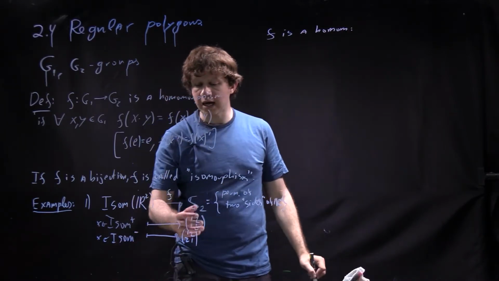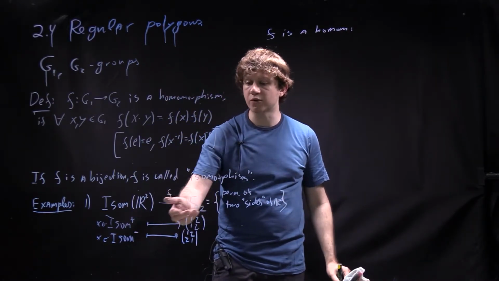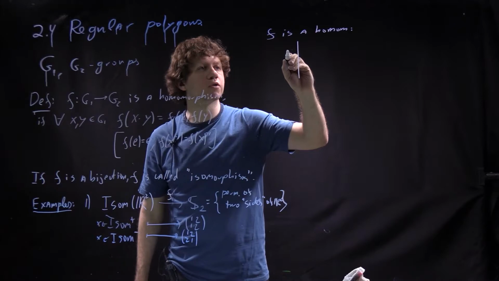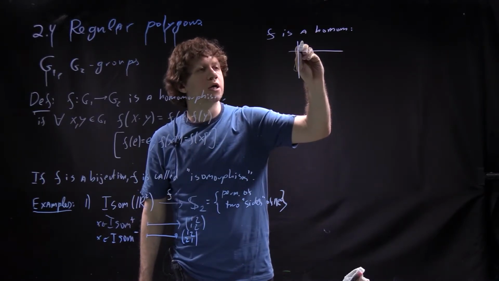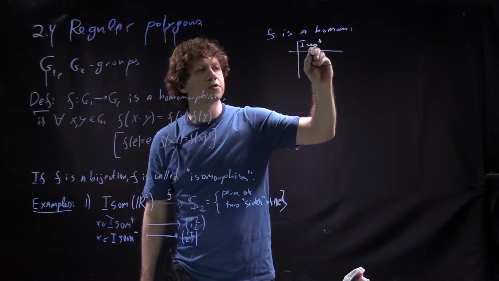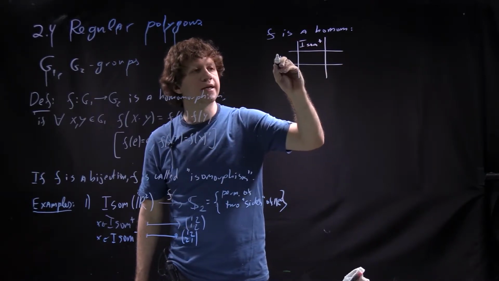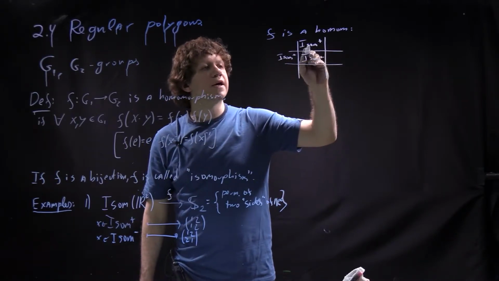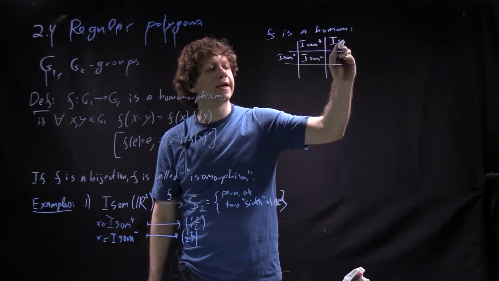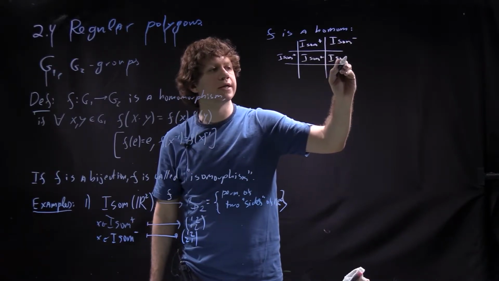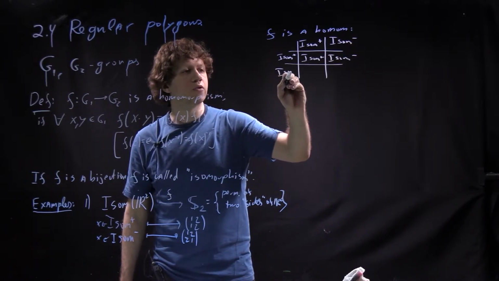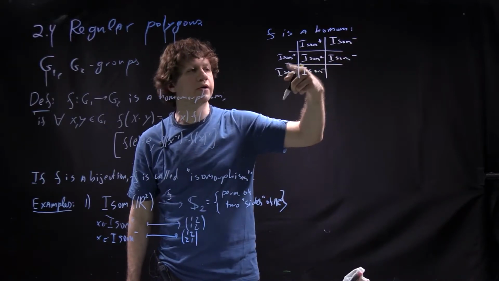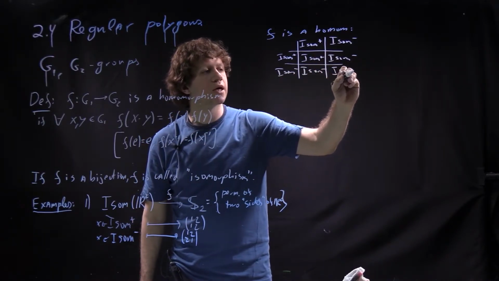The reason is that to check that, I need to show that the following multiplication table holds. If I take any element in Isom plus and compose it with any element in Isom plus, I will get an element in Isom plus. If I take any element in Isom plus and compose it with any element in Isom minus, I will get Isom minus. Similarly, if I compose it in the other order. And finally, if I compose two elements which are orientation reversing, I will get something orientation preserving.